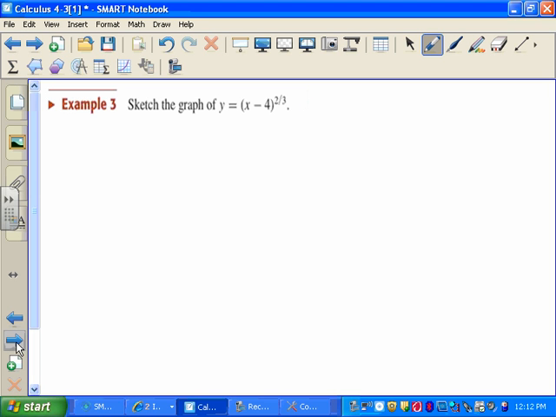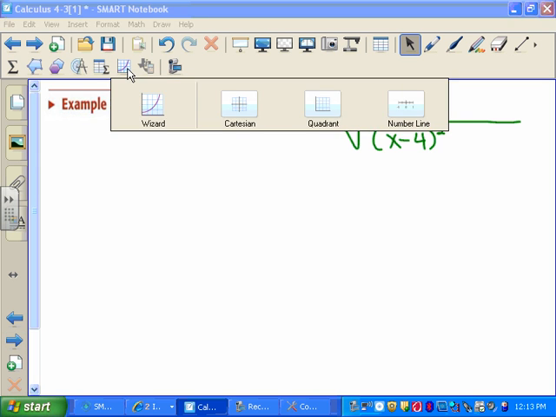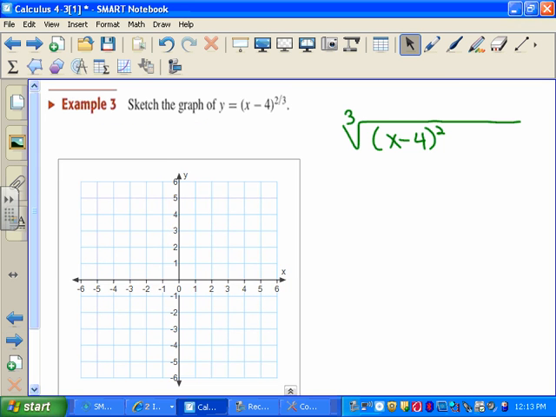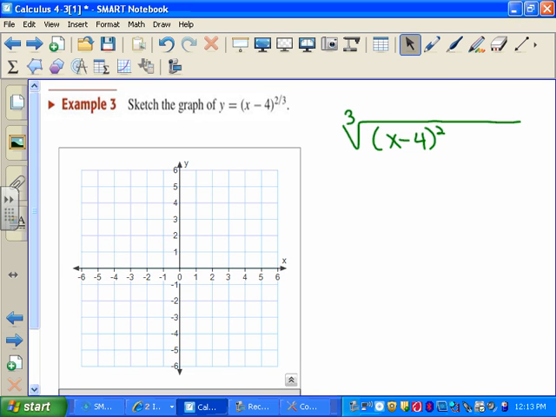Okay, so sketch the graph of x minus 4 to the 2/3. So for me, it helps if I write it like this, so then I can understand what kind of parent function I'm dealing with. I'm actually dealing with a cubic, or a cube root, I should say. So I'm going to go ahead and get a graph. And my 0 is going to occur when x is equal to 4. So I know I have that.